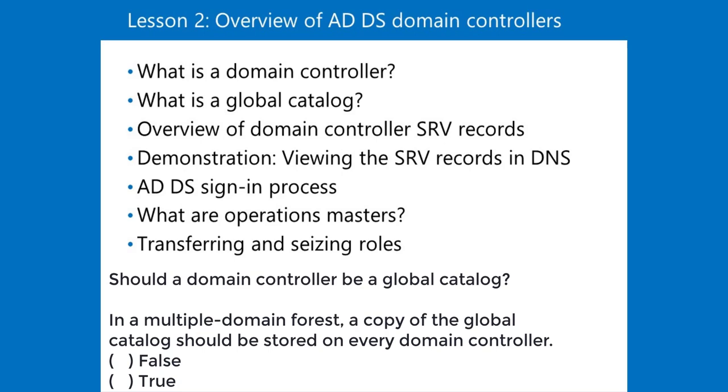Question: In a multiple domain forest, a copy of the global catalog should be stored on every domain controller. True or false? Answer: False. Feedback: In a single domain, you should configure all domain controllers to hold a copy of the global catalog. However, in a multiple domain environment, the infrastructure master should not be a global catalog server unless all the domain controllers in the domain are also global catalog servers.